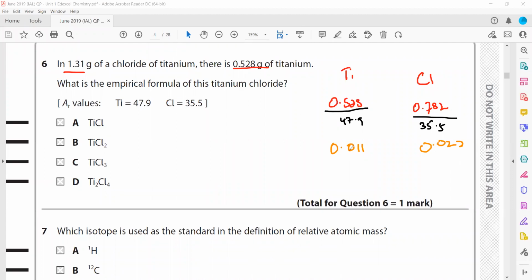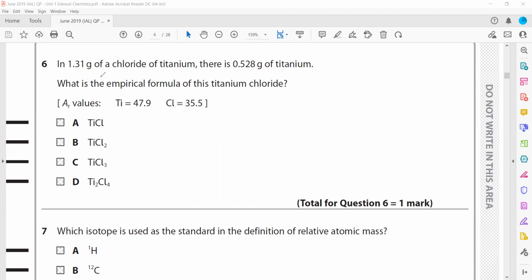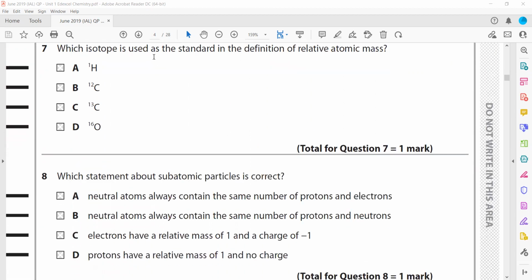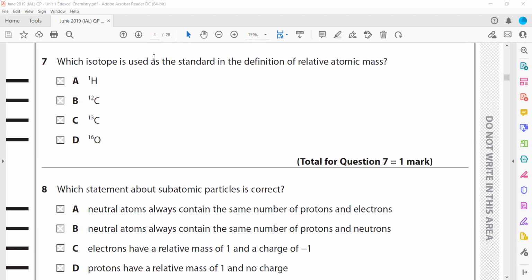Then divide by smallest value. So we'll divide by the smallest value in the combination. So we'll divide by 0.011 and 0.011. So this will be 1 and this will be 2. So the empirical formula of this compound is TiCl2. So B will be the right answer. So divide by atomic mass, then divide by smallest value and round off to the nearest whole number. The simplest ratio should be in a whole number.